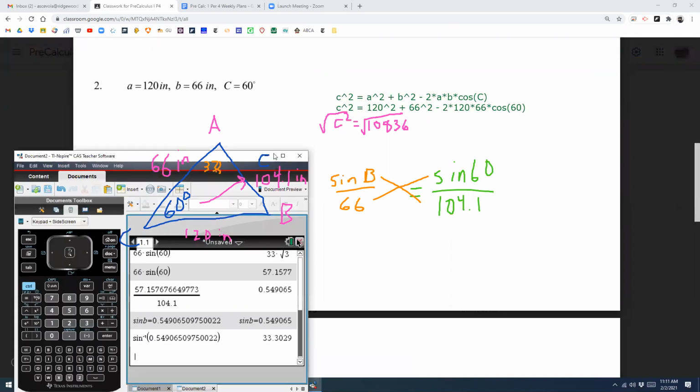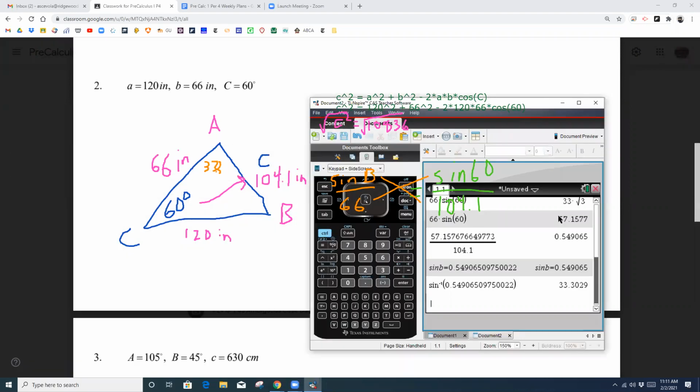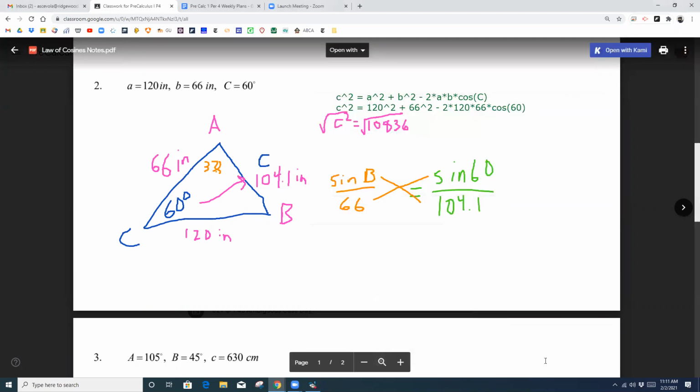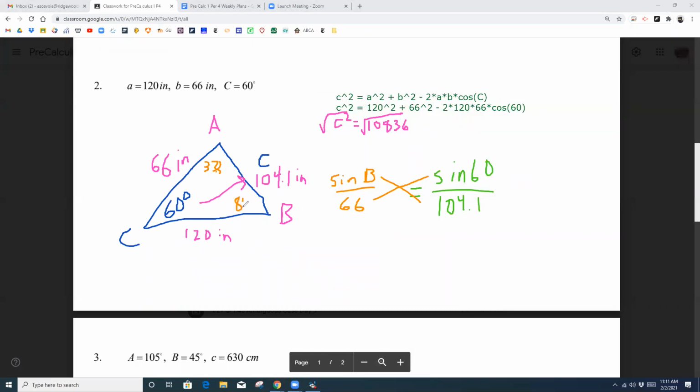But now we could find it without doing any law of sines or law of cosines. We can just do 180 minus 60 minus 33.3. So you get the angle B is 86.7 degrees. Now, if angle B was obtuse and we did the law of sines to find it first, we would never have found it correctly.